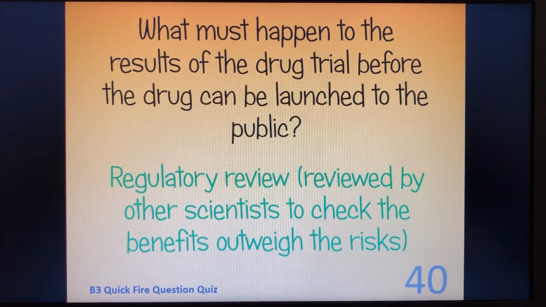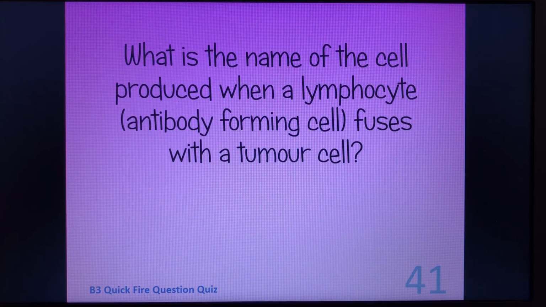So, question 41. What is the name of the cell produced when a lymphocyte, remember that's a white blood cell that forms antibodies, fuses with a tumour cell? So we're talking about monoclonal antibodies here. What's the name of a cell produced when that antibody forming cell fuses with a tumour cell? And the answer is a hybridoma.